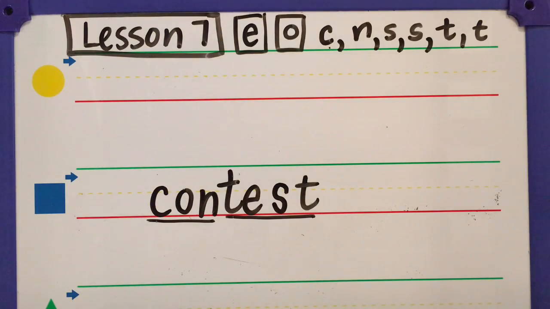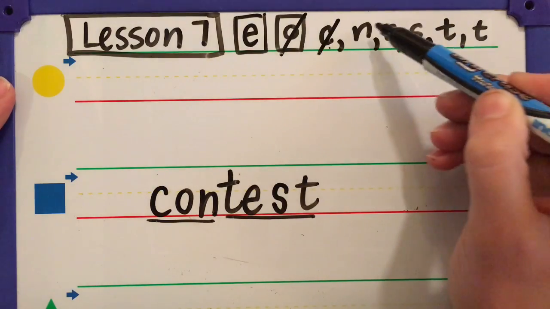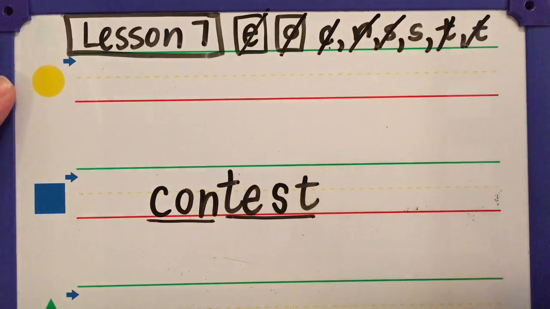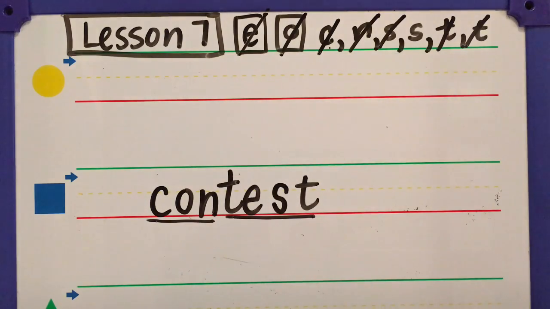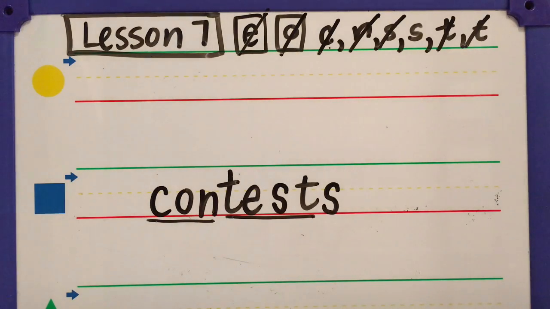C-O-N-T-E-S-T. All right, if we take a look up here, we've already used C, O, N, T, E, S, T for the word contest. Our secret word, I'm actually going to just give it to you today because it's so simple. You probably have already figured it out by now. All we need to do is add this last S to the word contest. And then we've used all of our letters, and our secret word is the word contests. Now you can go ahead and erase your boards and get ready for part 2 in your workbook.